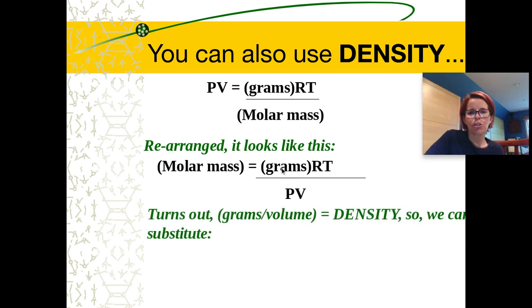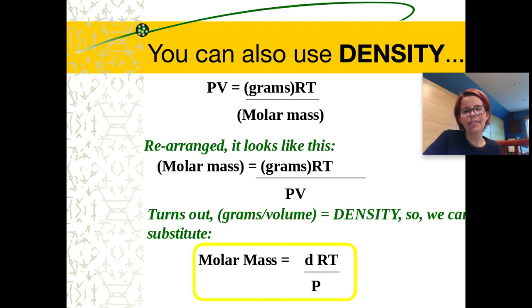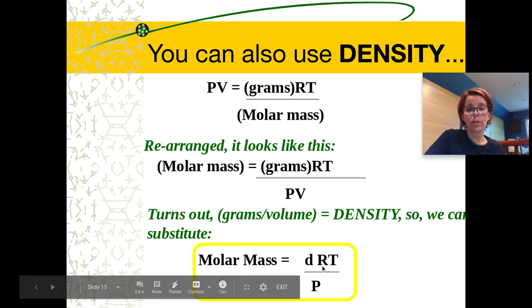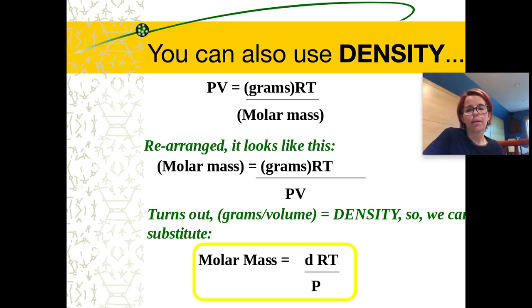It turns out that grams over volume, this part right here, is the same as density. So we can actually substitute density into this equation, and you're going to need to write this equation down. The molar mass equals density times the gas law constant times temperature over pressure. Temperature in Kelvin, I'm sorry, over pressure. I said that wrong. And then the gas constant is going to vary depending on which pressure units you're using. But you can use density to then figure out anything.